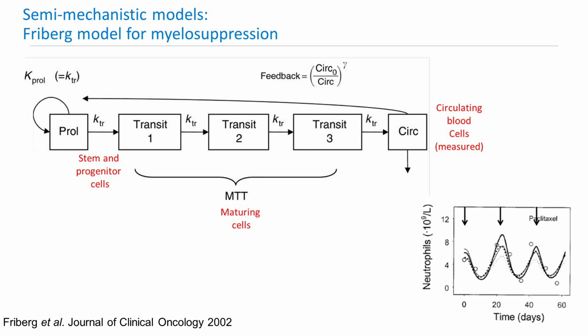So it's a rather simple model, but it is representative of the mechanism. Now, these transit compartments don't represent actual reality in terms of all of the steps in the life cycle of a maturing cell, but they're close enough to be able to represent the delay and the timing between the proliferation compartment and the circulating blood cells. So this is why we call it a semi-mechanistic model. Later, when we talk about QSP, you'll see the difference where we get into full mechanistic models.